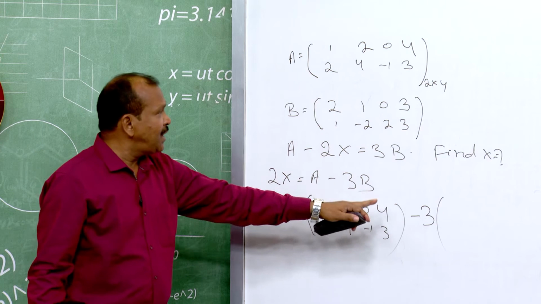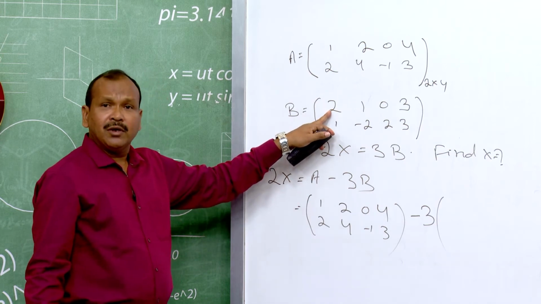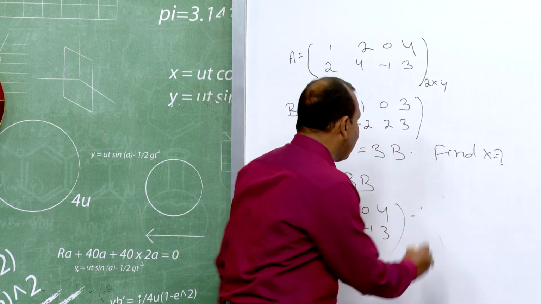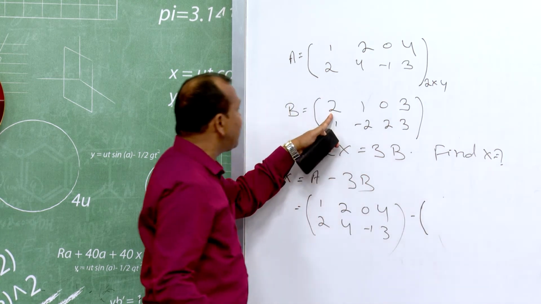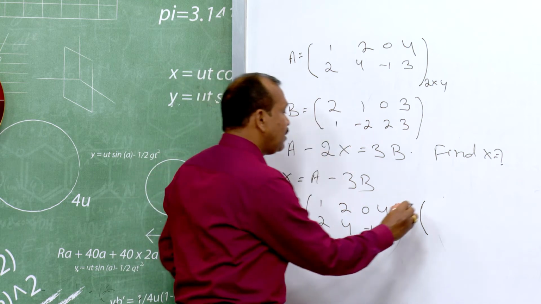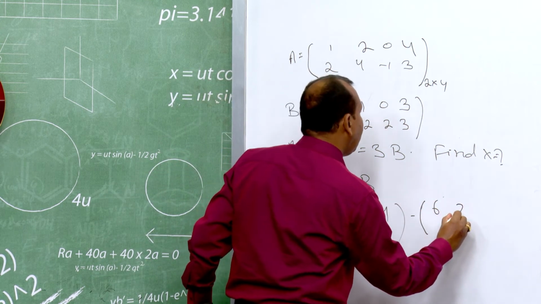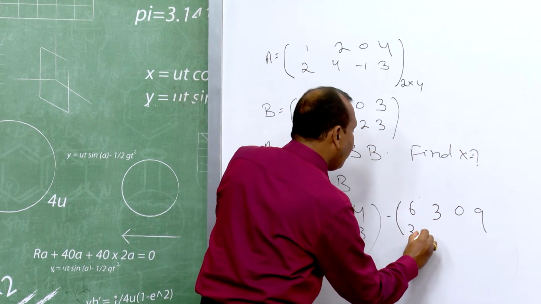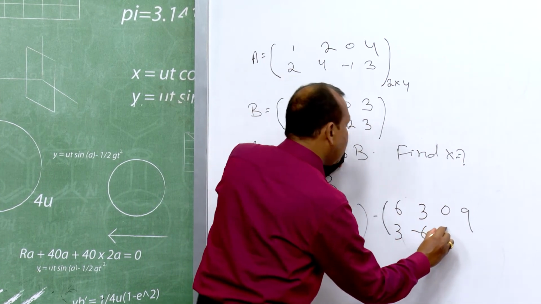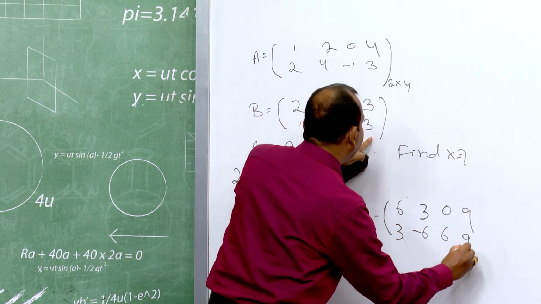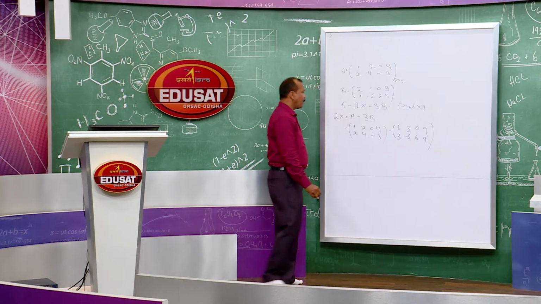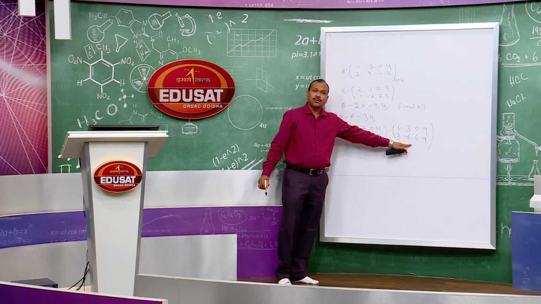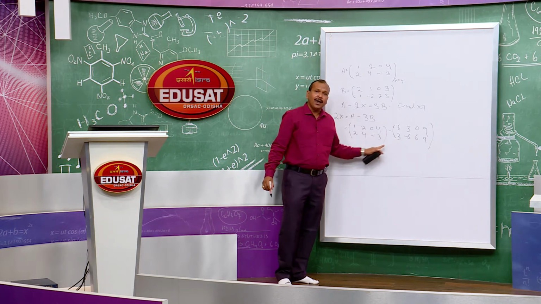That means 3 is multiplied in each element of the matrix. We have 6, 3, 0, 9, 3, minus 6, 6, 9. This is a 2 cross 4 matrix. Also this is a 2 cross 4 matrix, and we subtract.